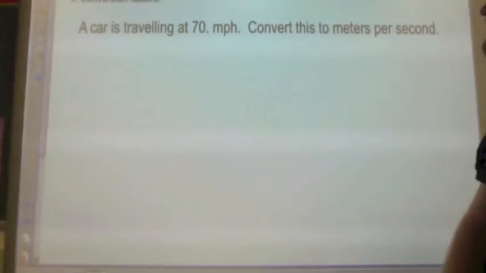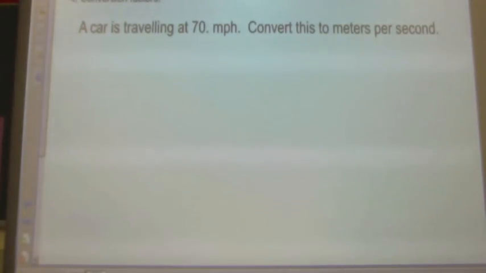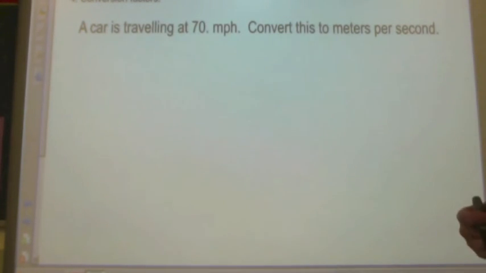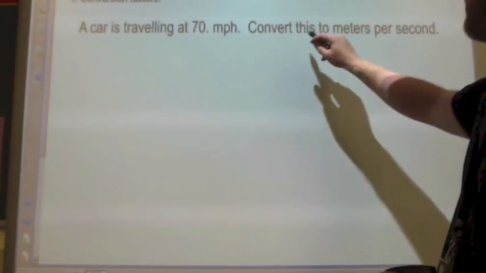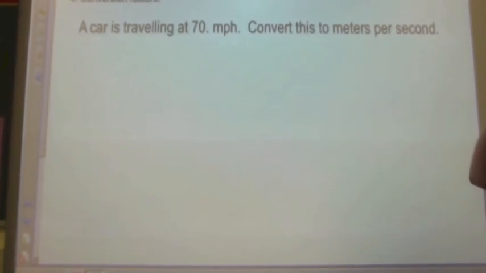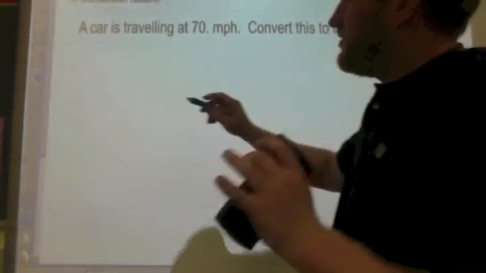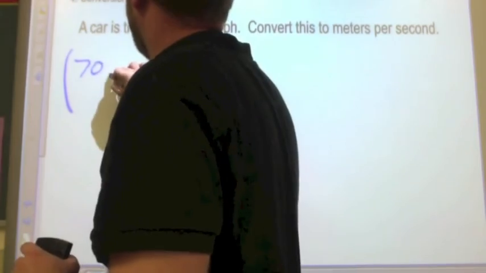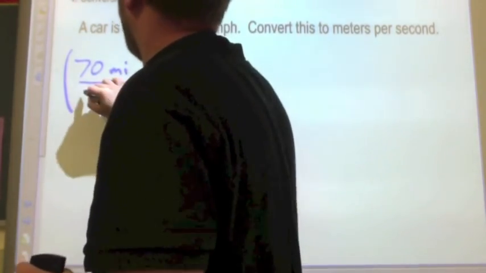Car is traveling at 70 miles per hour, converts this to meters per second. So this is an example where we have something in the numerator and something in the denominator that both need to be changed. So let's start by writing our relevant units here. Well, actually, let me set this up like this. So 70 miles per hour is like this. 70 miles per hour.